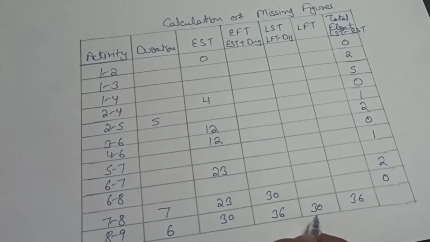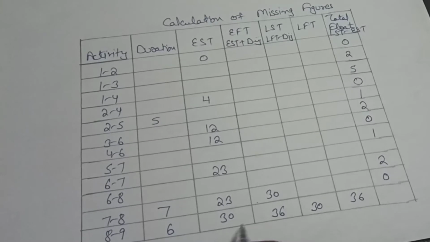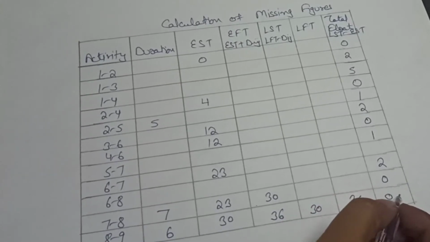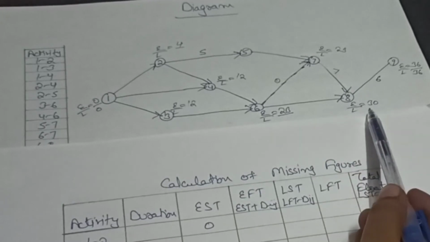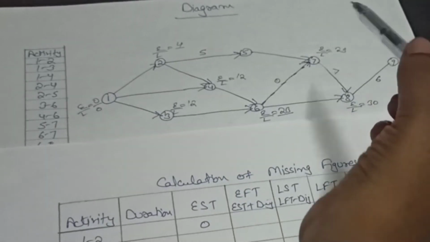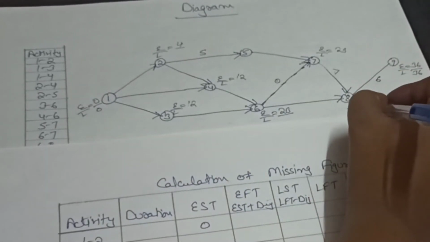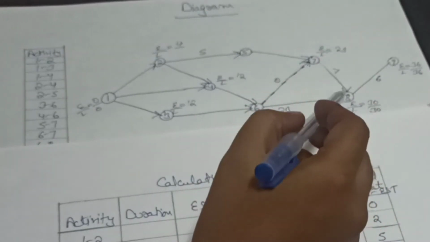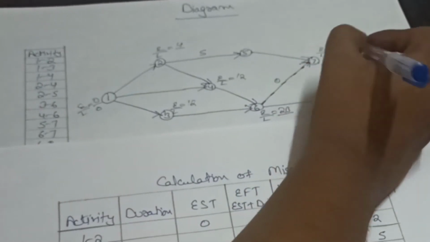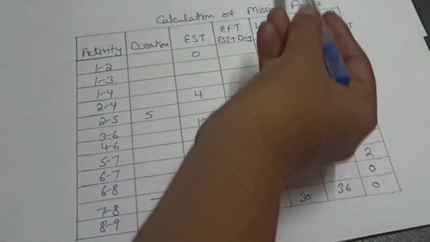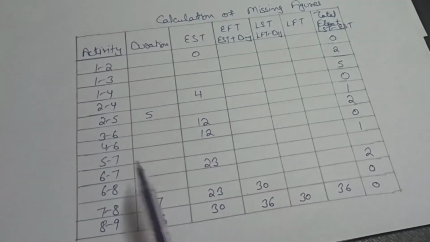So also we can find this column as LST minus EST. So LST is 30 and EST is 30. So 30 minus 30 is equal to 0. So we can find the L value for this node as 36 minus 6 is equal to 30. After that we can find the L value for this node as 30 minus 7 is equal to 23. Now we will write these values in our chart.